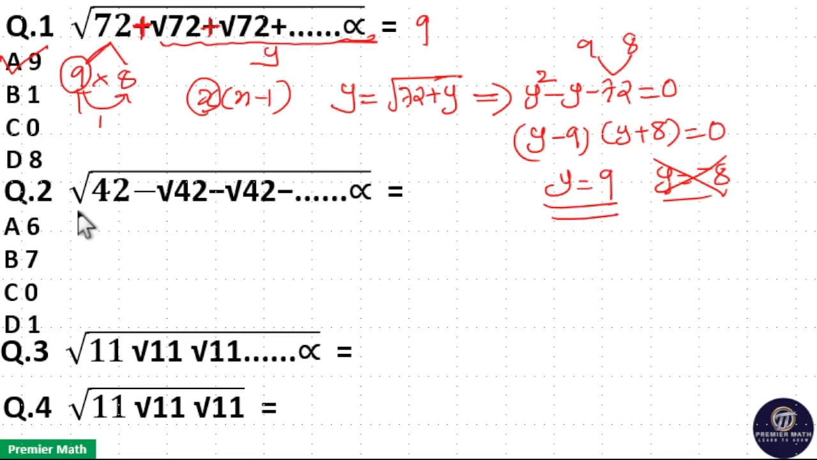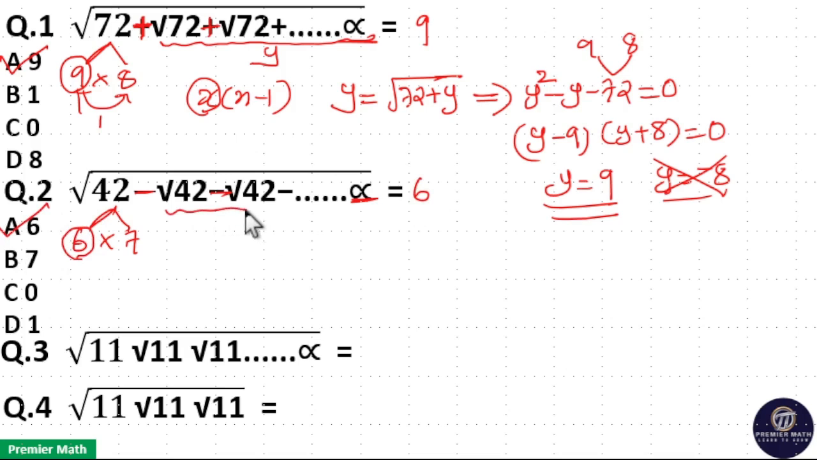In the same way, here we have root 42 minus root 42 minus root 42 up to infinity. Now 42 I can write as 6 into 7, that is x into x minus 1. Now here we have a negative sign between the numbers, so take the smallest factor. Your smallest factor is 6, so option A is your answer.